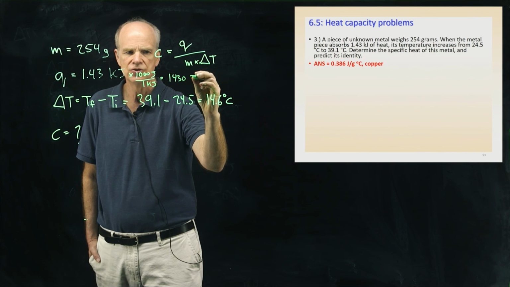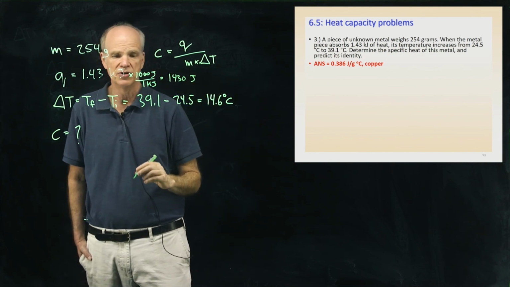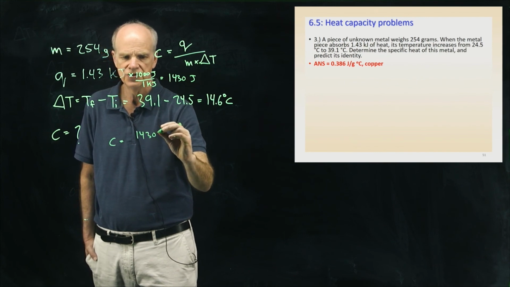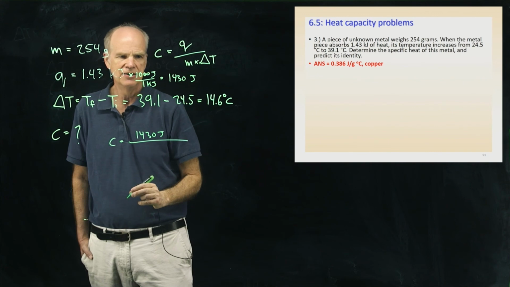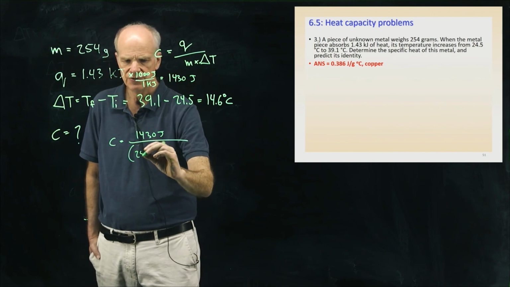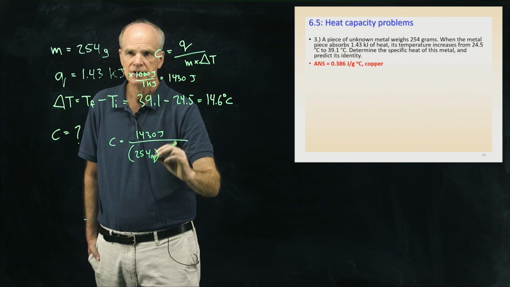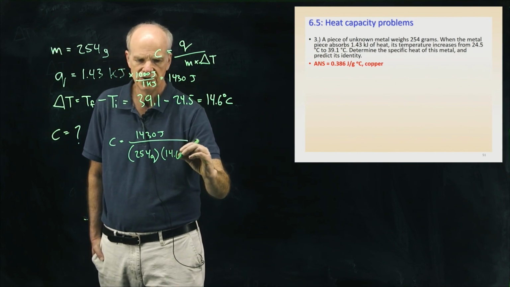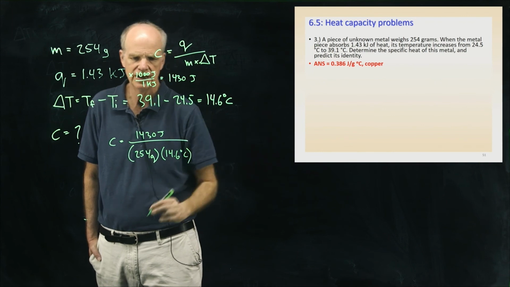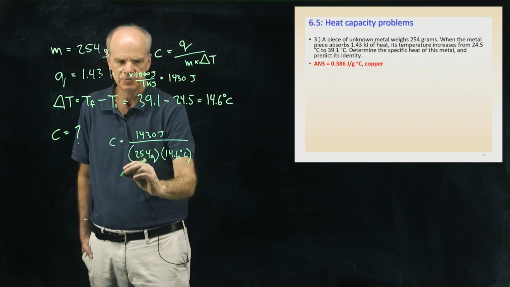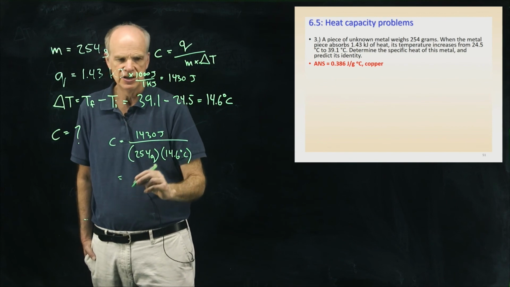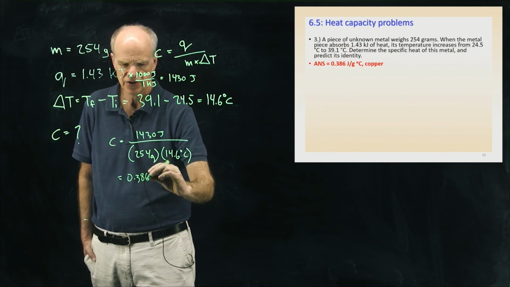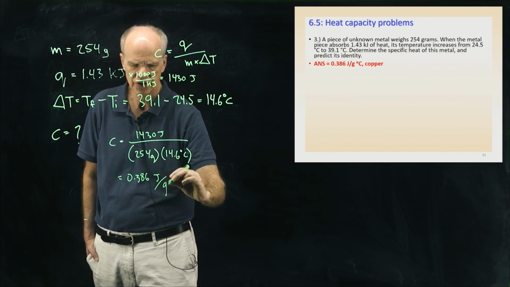This is going to be 1,430 joules. Now I think we can plug things in. So c is equal to 1,430 joules divided by the mass, which is 254 grams, times the temperature change, which is 14.6 degrees Celsius. If you did this math, you would get the answer on the screen, which is 0.386 joules per gram degree Celsius.